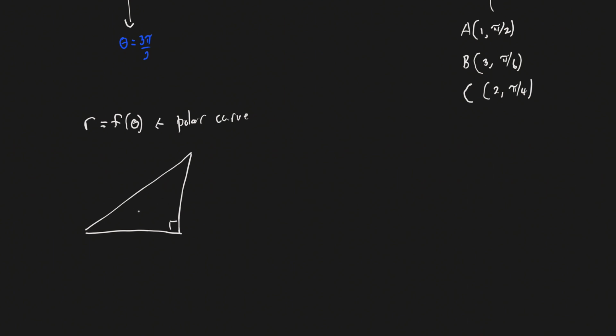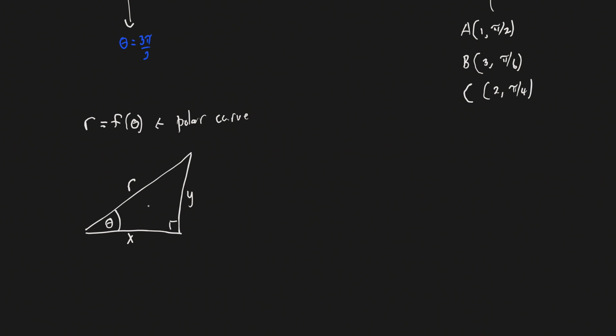I'm just picking the first quadrant. It's a little easier when everything is positive. So there's our theta, that's our r, that's our x, that's our y. Now, if you think back to when you were first introduced to trig, it could have been in a geometry class or something like that.